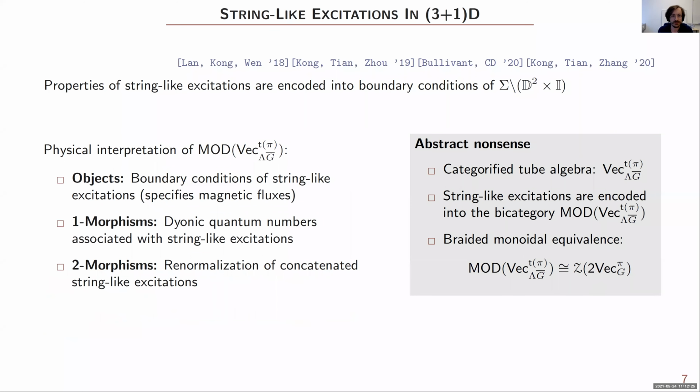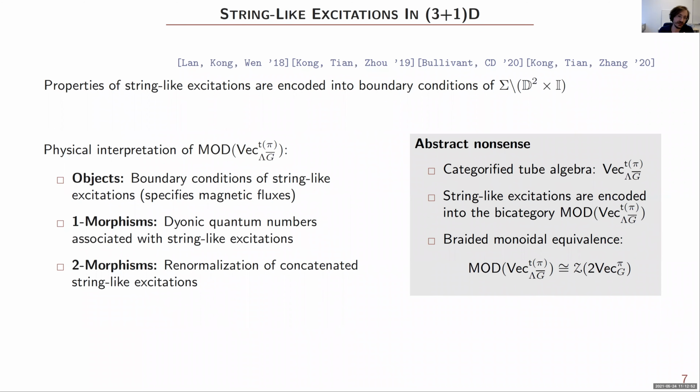Let me clarify a little bit the physics and explain exactly what this higher category we found encodes. I claim that it encodes the most general kind of string-like excitations, but let me now elucidate how it does that. The objects of this two-category correspond to boundary conditions for a string-like excitation.